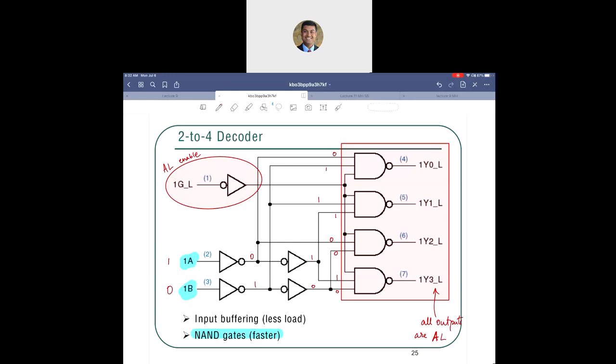So I have traced all the inputs over here, and I'm going to attempt to write the outputs. What are going to be my outputs? For the first NAND gate, I'm going to assume that it is enabled. How do I enable this chip? There's a question for you guys. How do I enable this decoder?